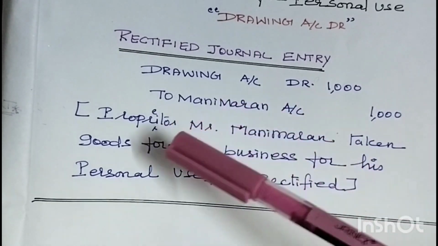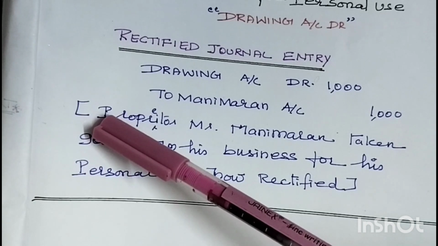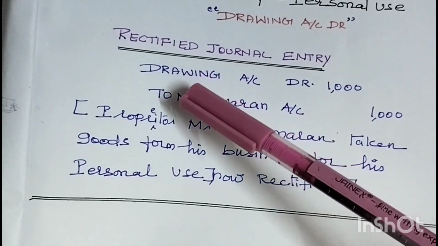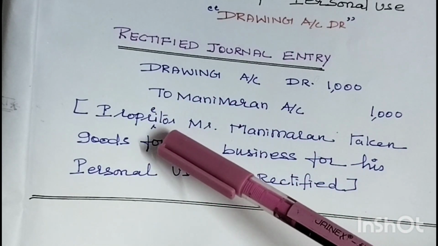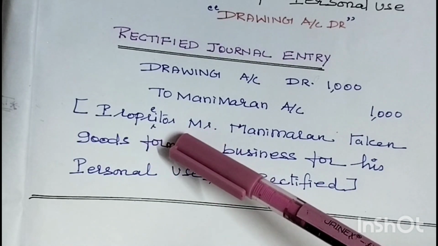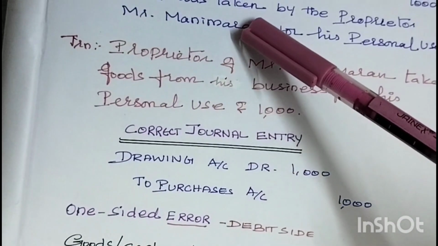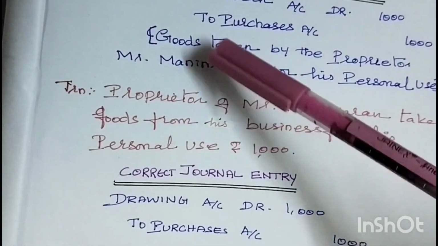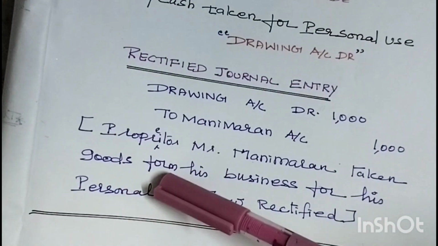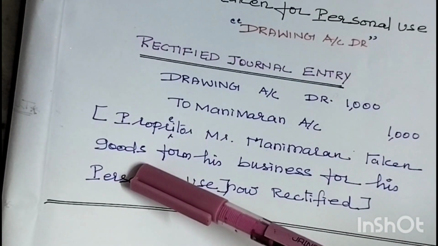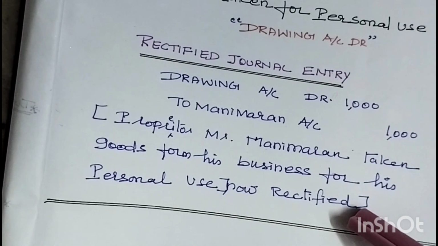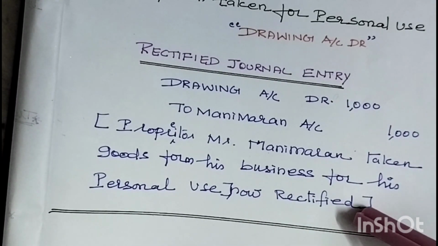Okay. So you must write the narration for every journal entry. If you don't know how to write the narration, you can copy the narration given in the question, using the same words. Finally, you add the words 'now rectified'. That's all. Okay. Do you understand?